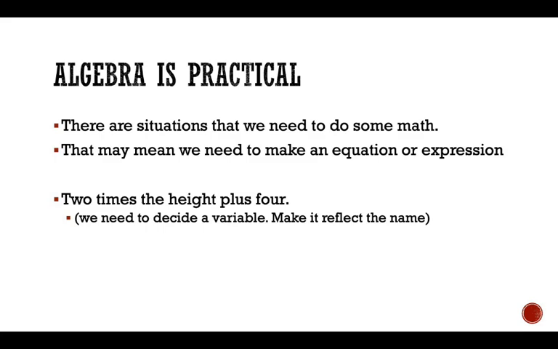Watch. 2 times the height plus 4 is what I'm doing right here. I am going to pick an H for my variable because it's 2 times the height. If I do 2 times the height, what number am I going to multiply by H? 2H. And then I'm going to add 4. This is 2 times the height plus 4. Just do everything.